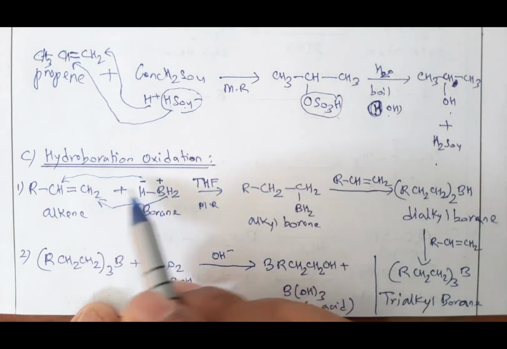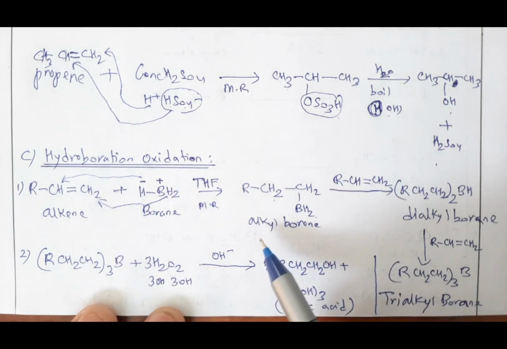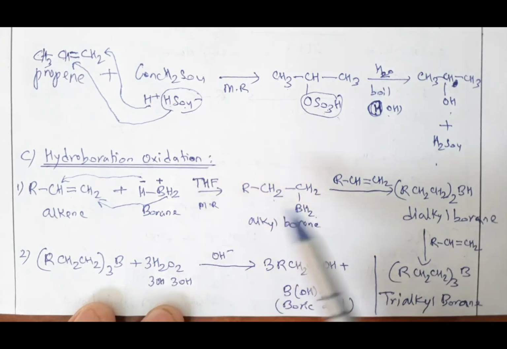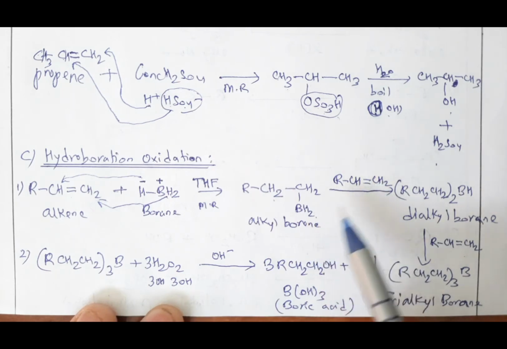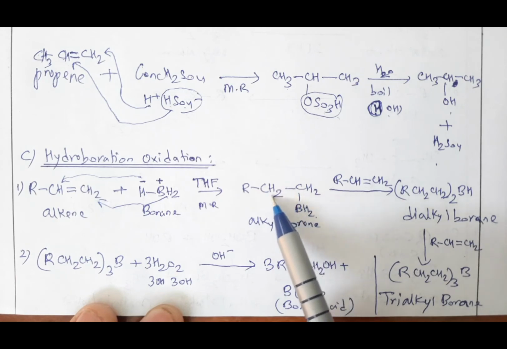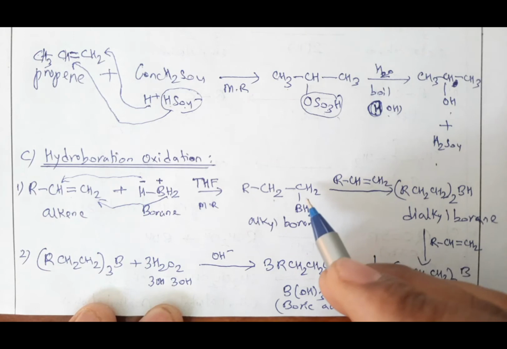So if this H goes here, it will become CH2, and if this BH2 comes here, it will become CH2BH2, and this compound is called alkyl boron. Now to this alkyl boron, you add one more alkene, the same alkene which was used here, you use it one more time. So when you use it one more time, then this R, CH2 will become 2 times, because you are adding one more to this.